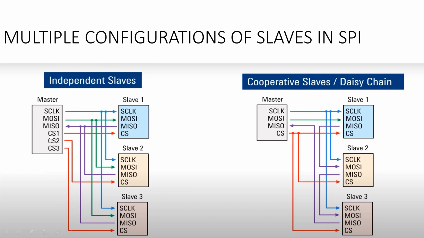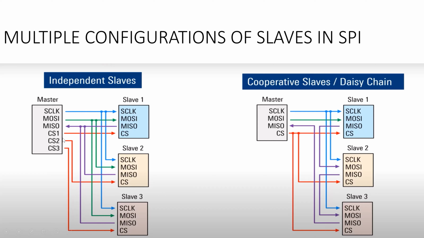The chip select lines depend upon the number of slaves we have. If we have five slaves, we will have five chip select lines. It totally depends upon the number of slaves. The serial clock will be shared among all the slaves, so it is the same common line. If the clock is generated by the master, it is shared equally across all the slaves.